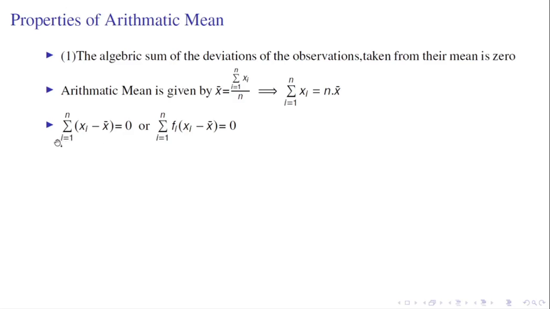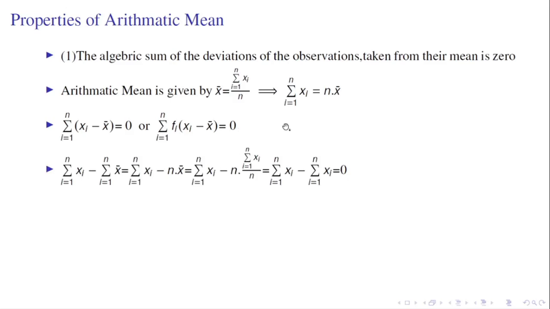This is summation i is equal to 1 to n of xi minus x bar. This is the sum of deviations taken from their arithmetic mean. This is 0. We have to prove this equation. Also, in case of frequency distribution, we have summation i is equal to 1 to n fi into xi minus x bar is equal to 0. Let us look at this equation.